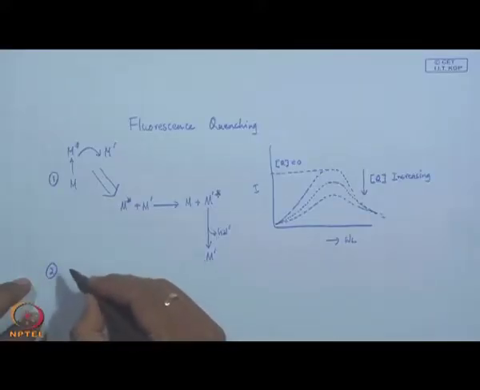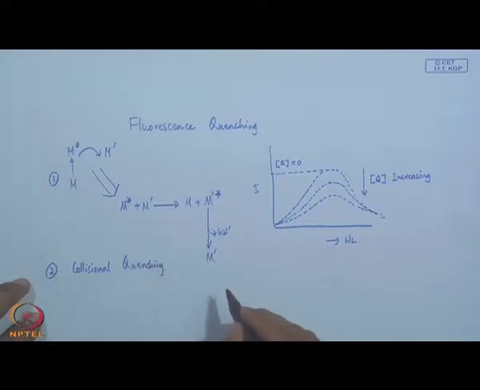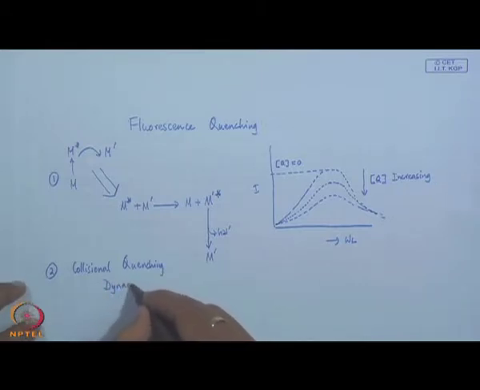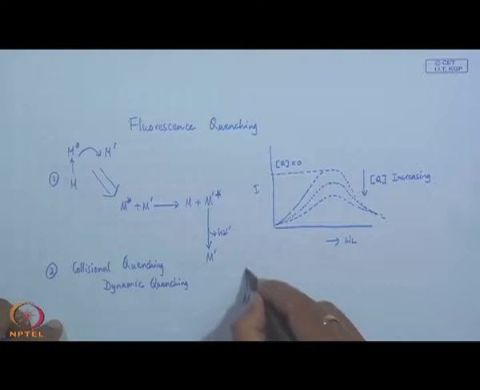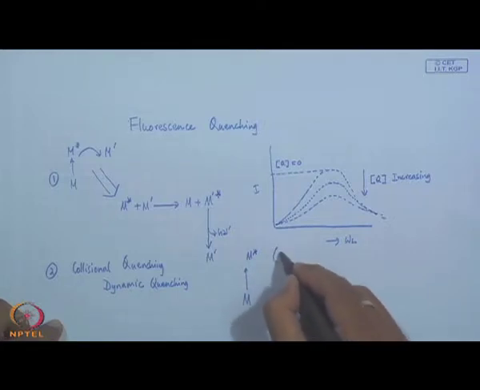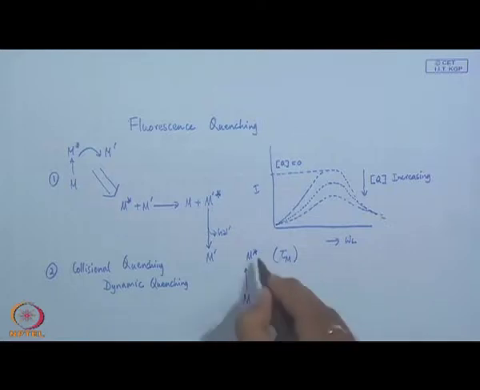Type 2 is collisional quenching, which is also termed dynamic quenching. What is happening is that in the excited state, molecule M star, within the lifetime of this excited molecule, tau M star, another species collides with this excited ensemble of M, and thereby it is getting deactivated.